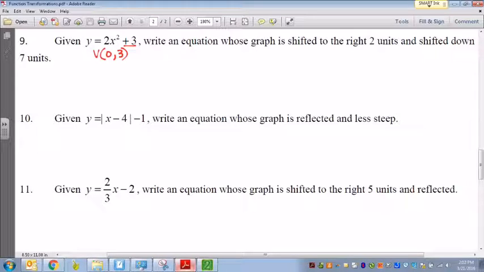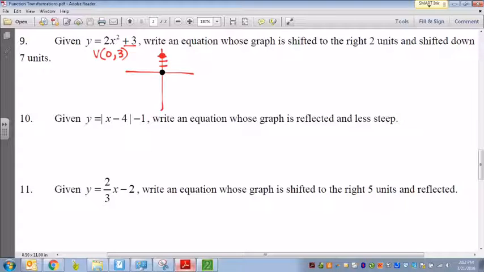So let me draw a little graph here. 0, 3, 1, 2, 3, is right there. And that's the only part I need for this particular function. I only need to know the critical point. Of course, we started at 0, 0, because for almost every function, except for a few exceptions, the critical point is at 0, 0. So we went to 0, 3, so that's where my vertex is.